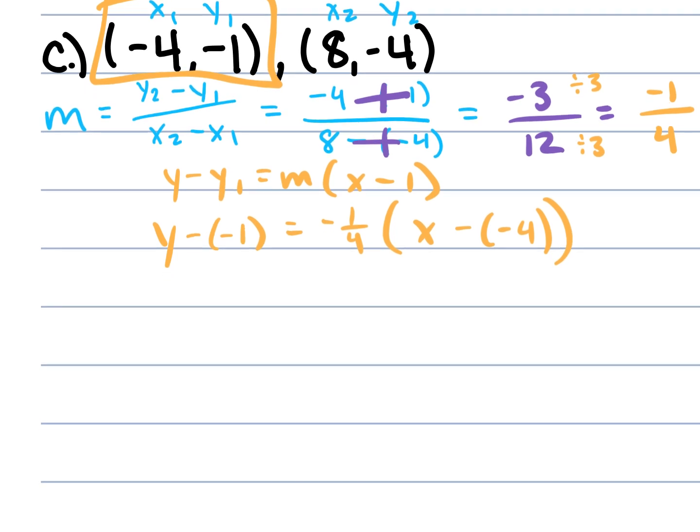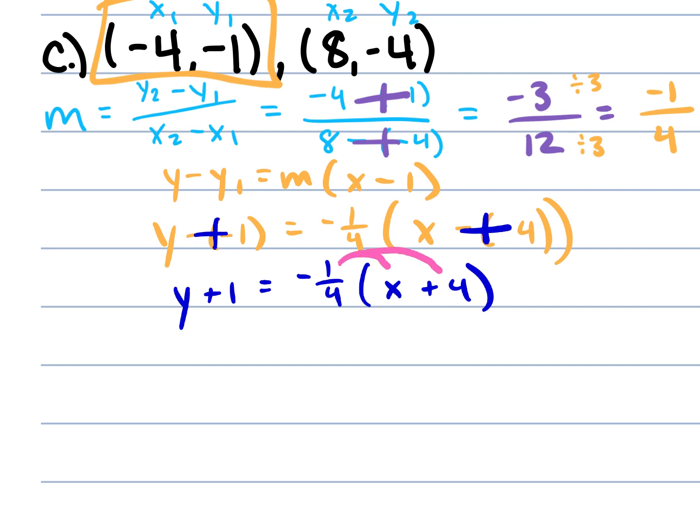What happens when I have minus a negative? It turns into a plus. So this is actually y plus 1 is equal to -1/4 times x plus 4. Anytime you have minus a negative, it changes to a plus. Then we distribute. I've got to distribute that -1/4 to the x and to the 4.